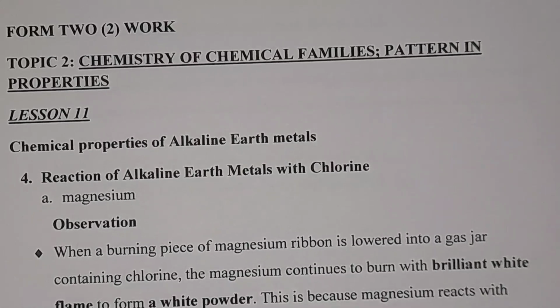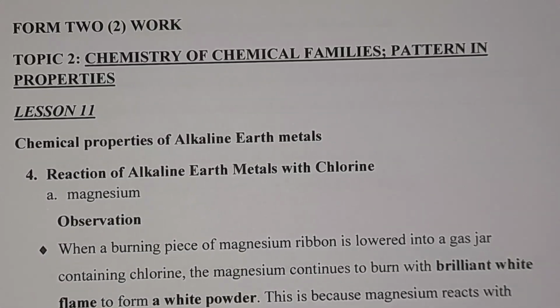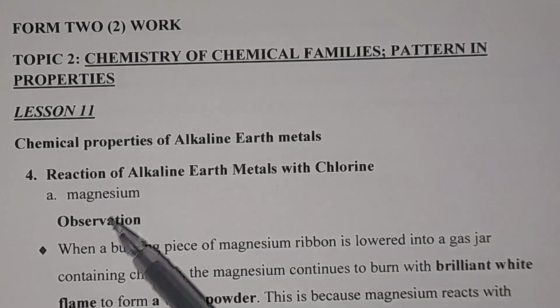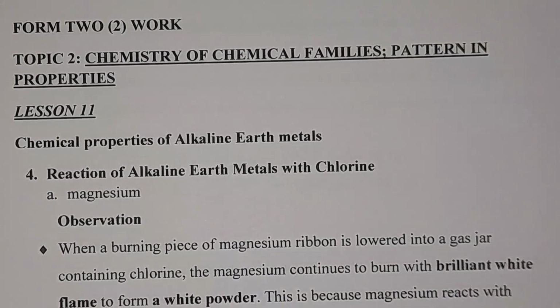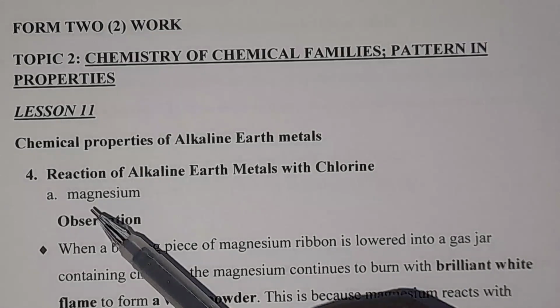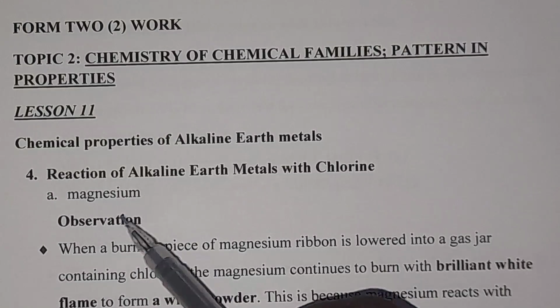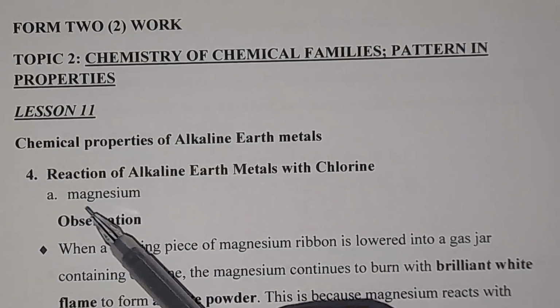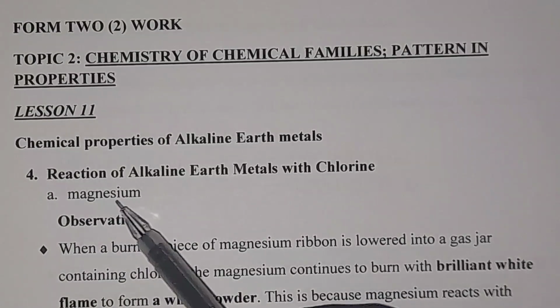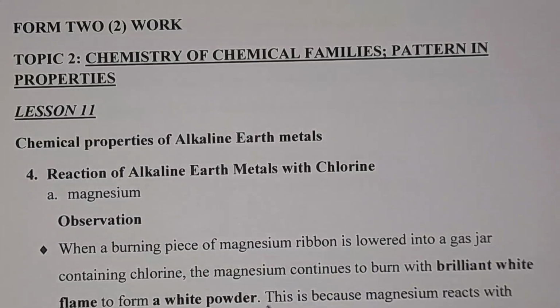Hello students, welcome. Previously, in Form 2, Topic 2, Lesson 10, we were dealing with chemical properties of alkaline earth metals. We have done the first three. So today, Lesson 11, we are going to proceed to the fourth chemical property of alkaline earth metals, that is, the reaction of alkaline earth metals with chlorine.